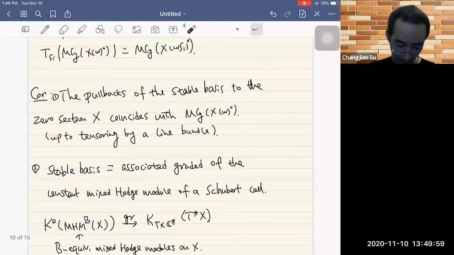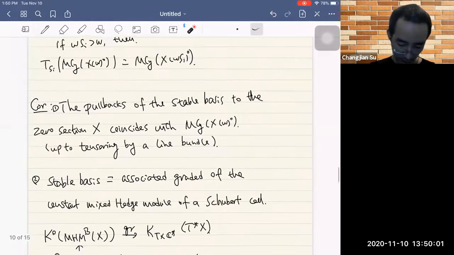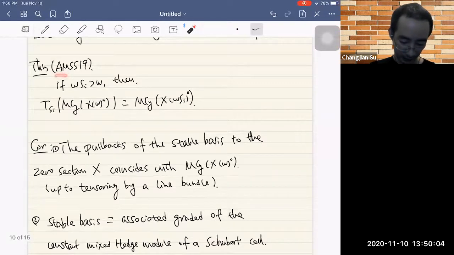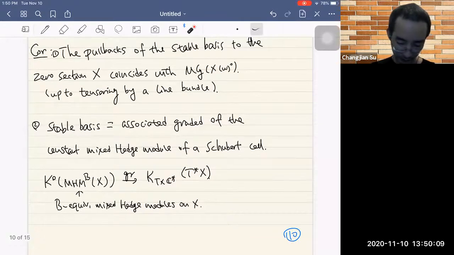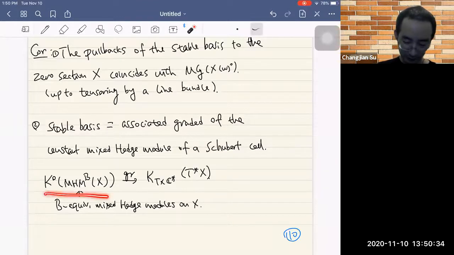And in another work with Aluffi, Mihalcea, and Schürmann, we give another construction of these motivic Chern classes using mixed Hodge modules on the flag variety. Using the mixed Hodge modules on smooth varieties, we can consider the Grothendieck group. Anyway, let me just talk about the flag variety case. So we can consider the Grothendieck group of the Borel-equivariant mixed Hodge modules on the flag variety. Okay, so this is some black box.